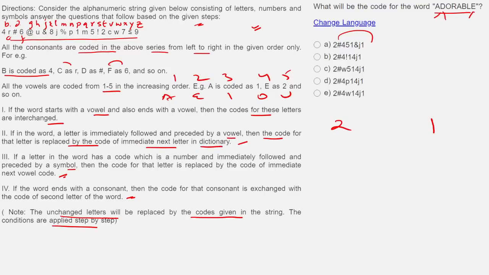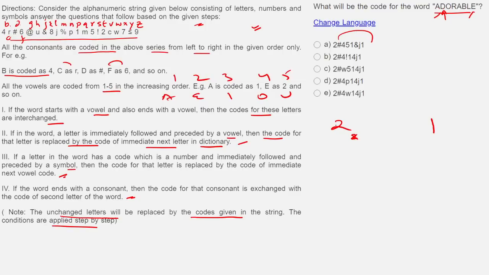So will I change D or not? Right? D is kind of between A and O, both vowels. So D should be changed. But if you look at this, the next letter after D is basically E. So I should get a 2, but it's not coming, right? That means why is this D not changing?